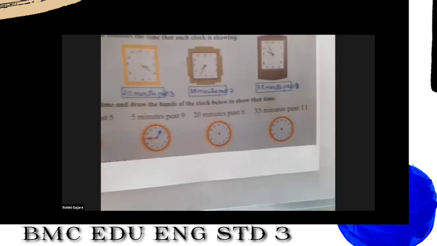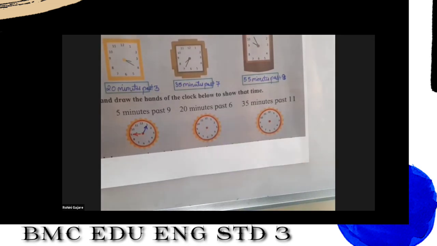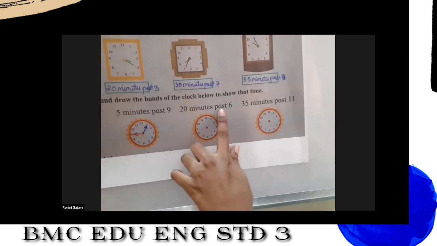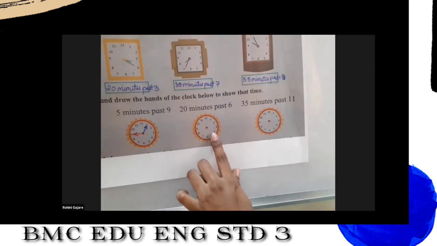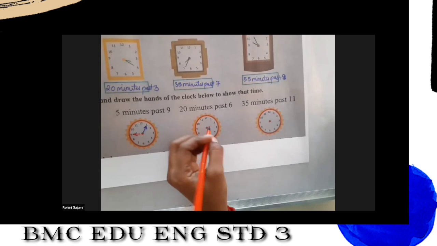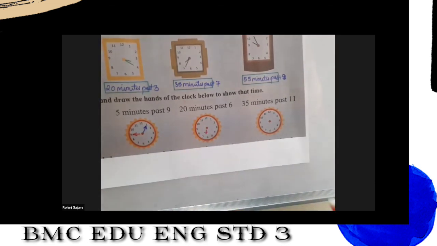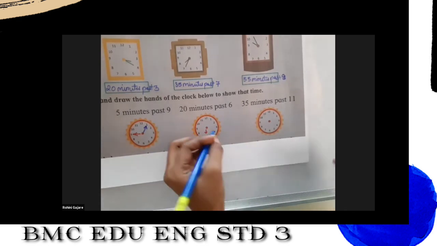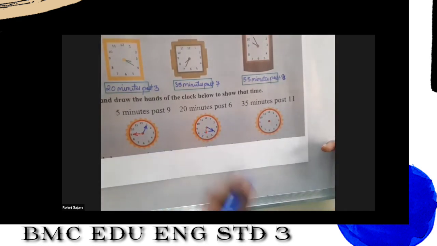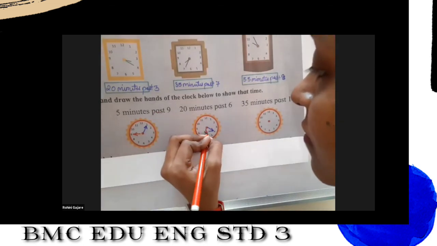The next is 20 minutes past 6. Now 20 minutes past 6. So the long hand, that is the minute hand, will be on 4 and the short hand will be on 6. See, I will draw the short hand. Yes, on 6, and the minute hand will be on 4. In this way, you are going to draw.